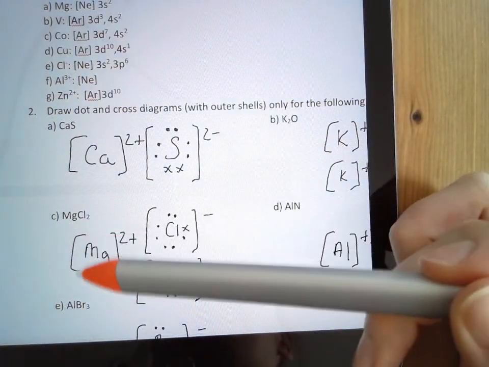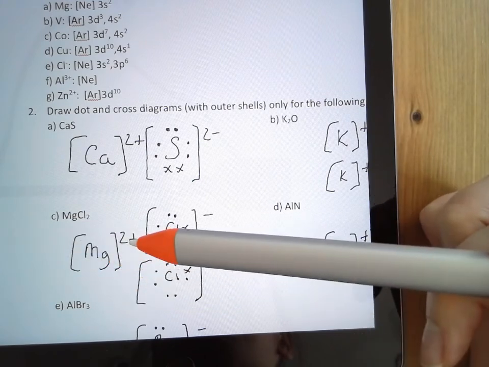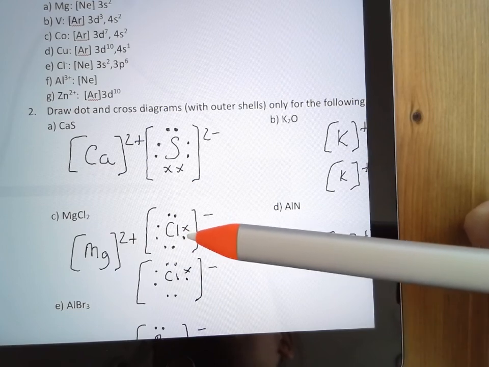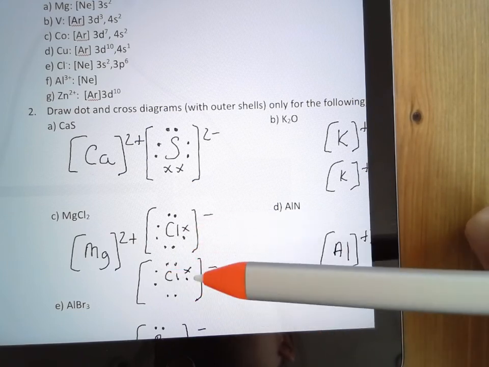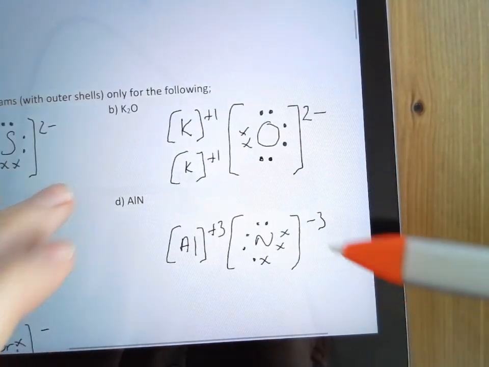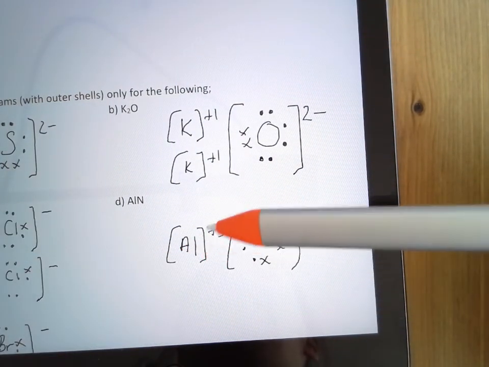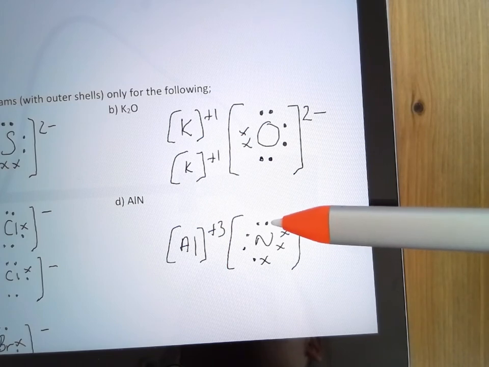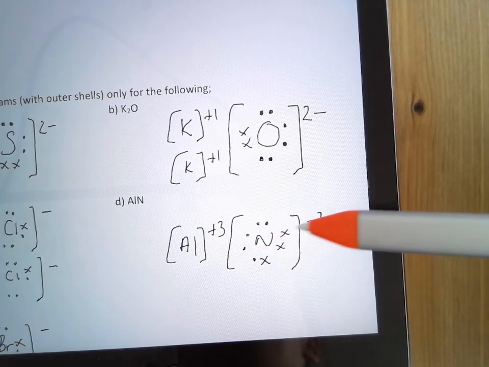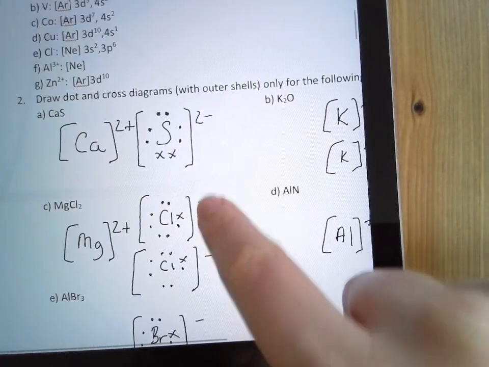MgCl2, okay, so I'm drawing magnesium with no outer shell electrons and a 2+ charge. I'm drawing chlorine with its 7 own electrons and 1 extra electron that it would have gotten from magnesium. Each chlorine has a -1 charge. For aluminium nitride, aluminium wants to lose 3 electrons, so it's +3. Nitrogen, I've drawn 5 of its own electrons, and its 3 extra electrons from aluminium. It's got a -3 charge.